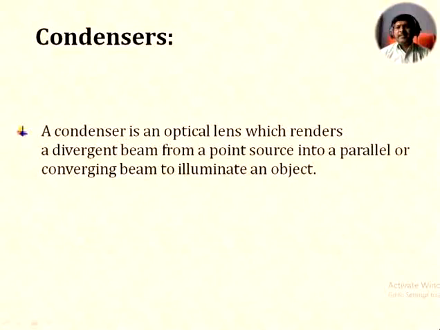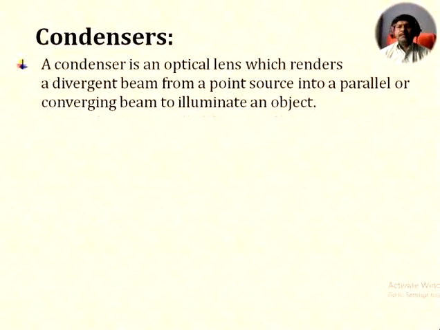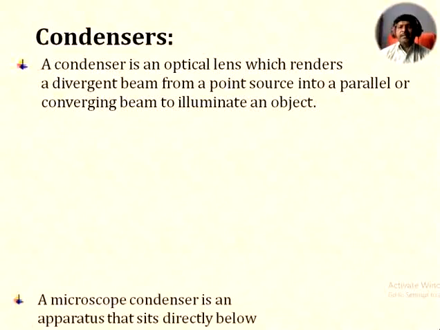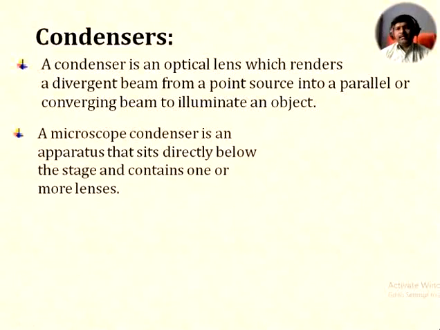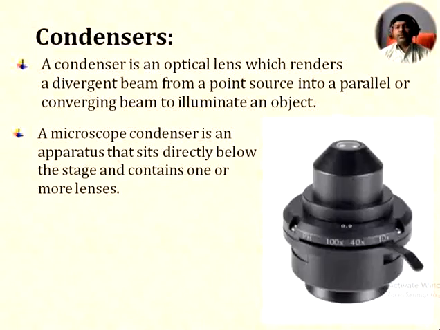A condenser is an optical lens which renders a divergent beam from a point source into a parallel or converging beam to illuminate an object. This condenser lens is mounted below the slide or below the substage, and it will collect the light from the source of light and focus it on the object, due to which that object gets illuminated.